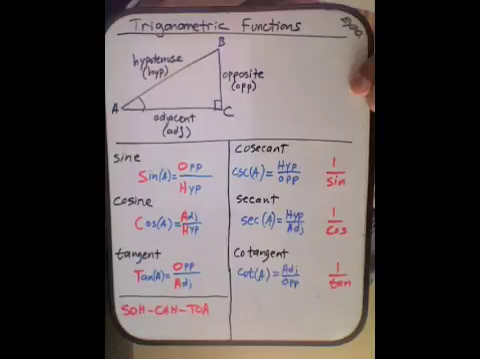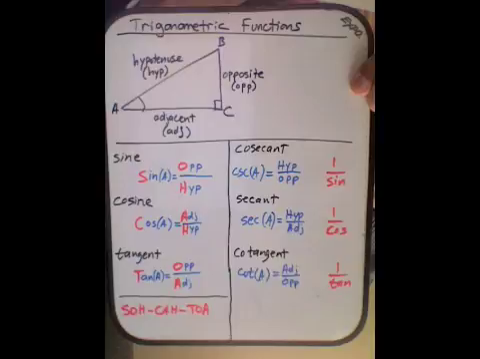Now, opposite means across from in this situation. If we're talking about angle A, then the side BC is the one that's across from or opposite angle A. Adjacent means next to, and really there are two sides that are next to angle A, but one of them is already called the hypotenuse, side AB. So the other side, side AC, gets called the adjacent side, abbreviated ADJ.